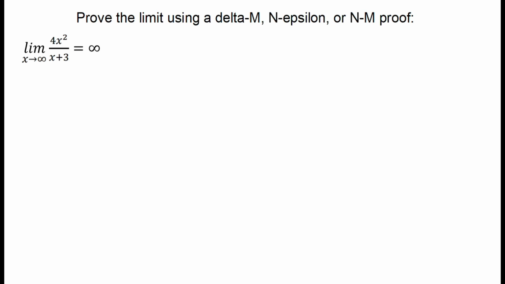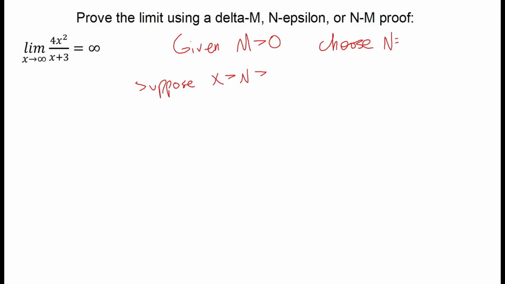So we'll start this one off with given an m greater than 0. And again, if we were equaling negative infinity, it'd be an m less than 0. And then we'll choose an n equal to something. And so we'll see what that becomes in just a second. We'll suppose that x is greater than n is greater than 0. Then we no longer need an absolute value. It's just 4x squared over x plus 3 needs to eventually be greater than m.